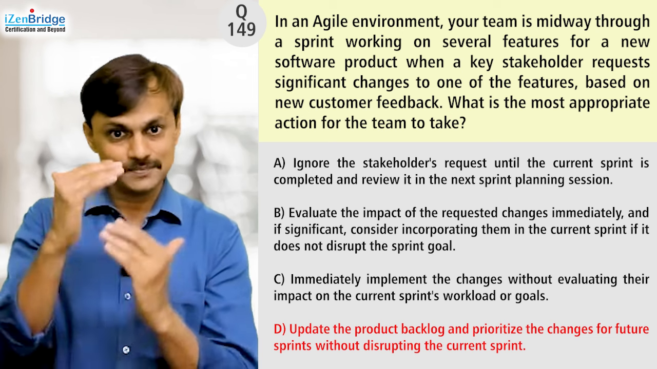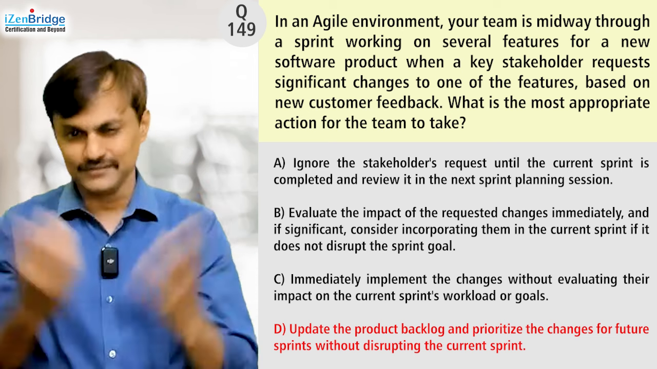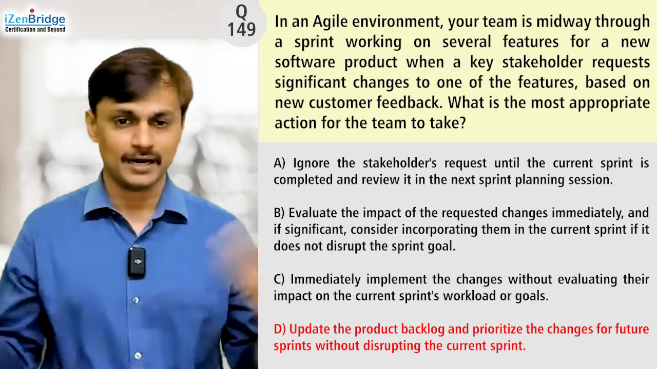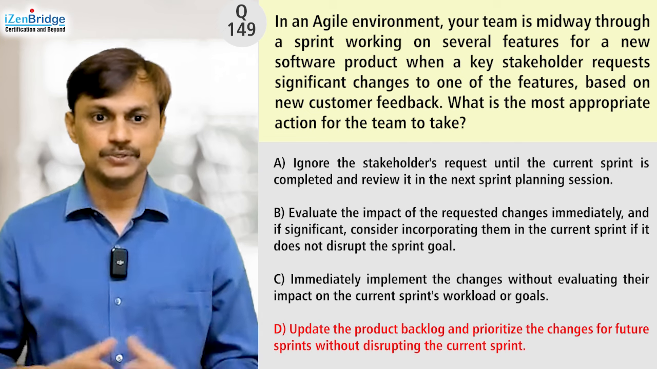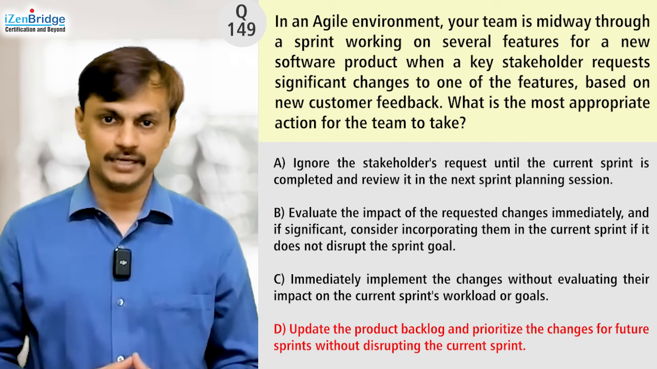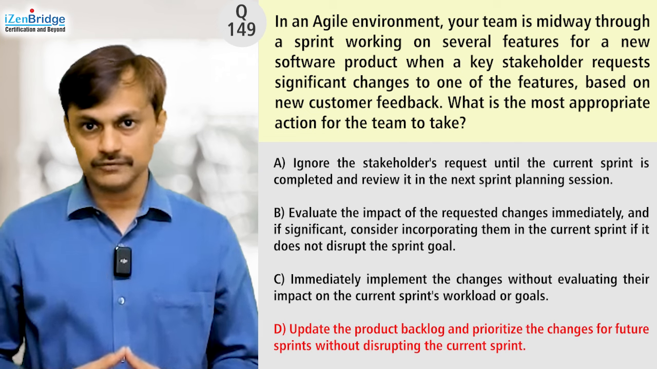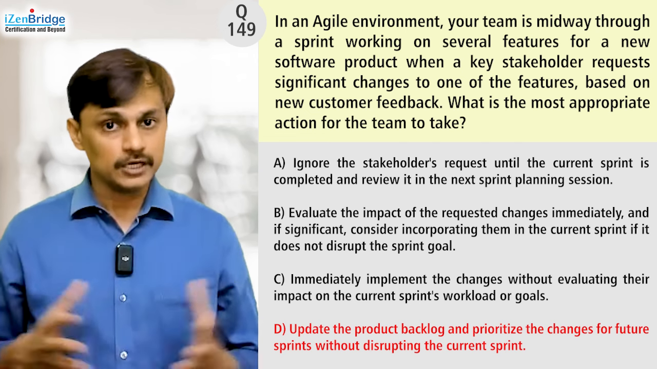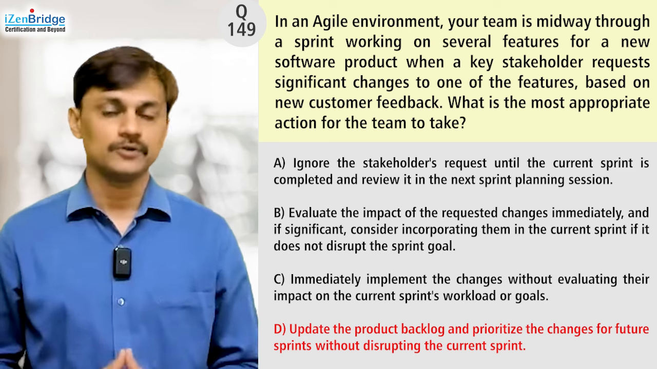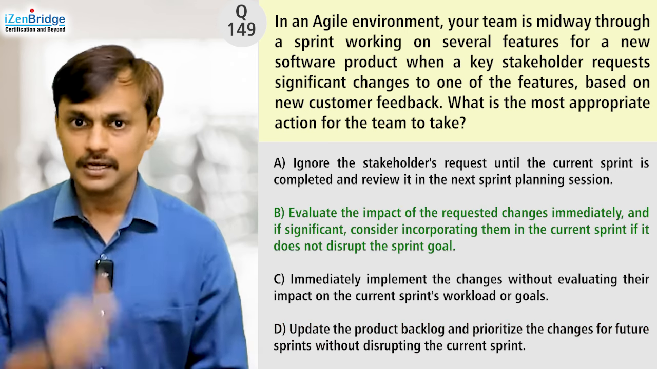So the first is B, the second is D, and A and C are nowhere an option. I can't ignore it and I can't implement it without doing anything else. So I need to do something before I decide to do or not to do. You understand that we do focus on achieving the sprint goal, but we are flexible. If we can incorporate something without missing the sprint goal, we should do it during the sprint. So for this question, we go with option B.